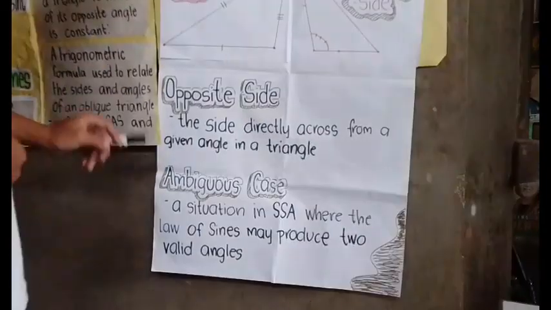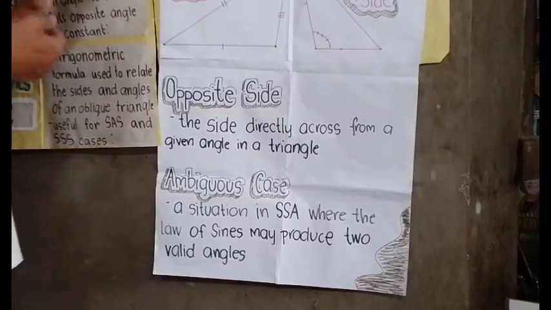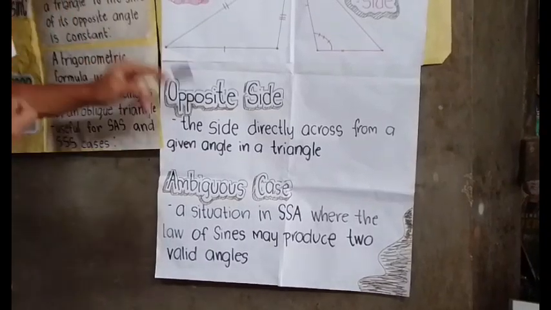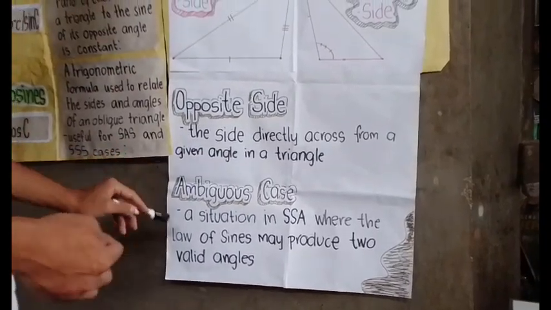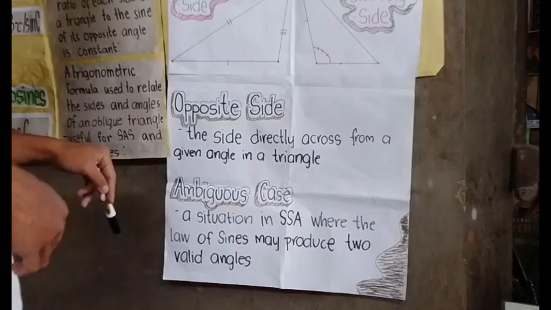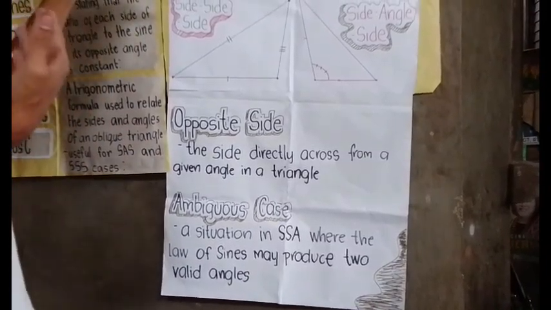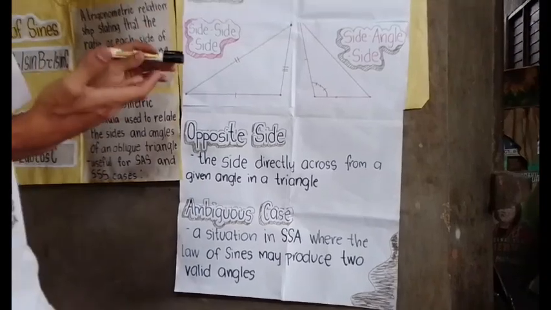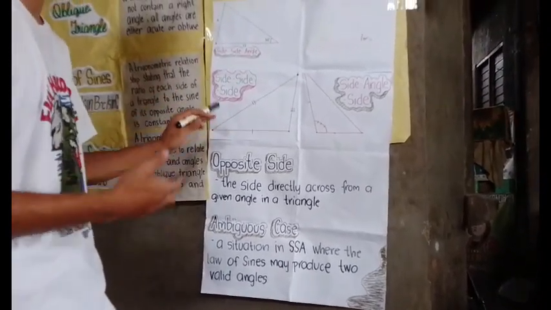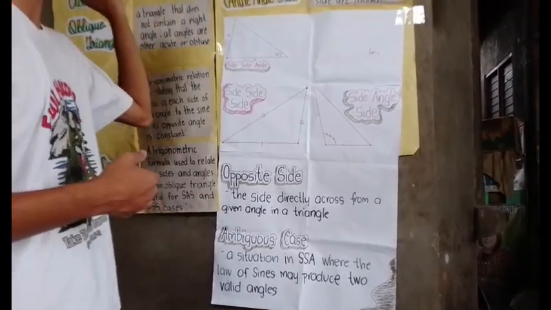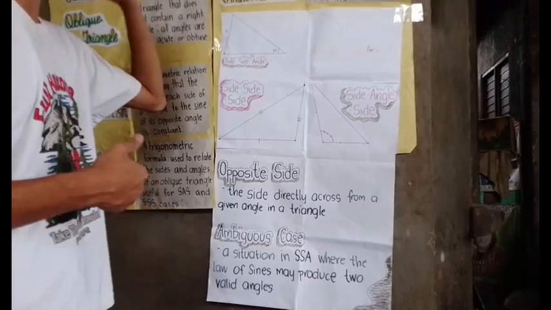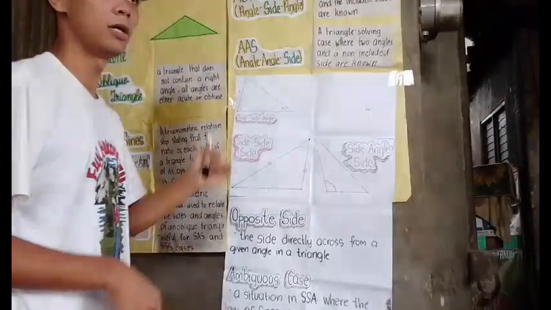Another one is the ambiguous case. When we are using the SSA, or side-side-angle, case, the law of sines may produce two valid angles. It means that in some cases, when we use the law of sines, sometimes it provides two valid angles. So your answer for a specific angle may be two answers.